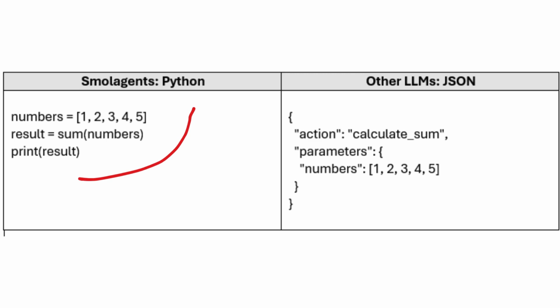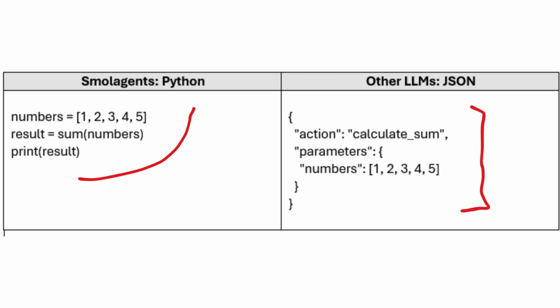With Smolagents, the agent directly generates the Python code like this. Numbers equals 1, 2, 3, 4, 5. Result equals sum of numbers. And print, result. The framework then executes this code immediately, and the result is available without needing any extra processing or interpretation. This is in stark contrast to how many other frameworks handle actions.